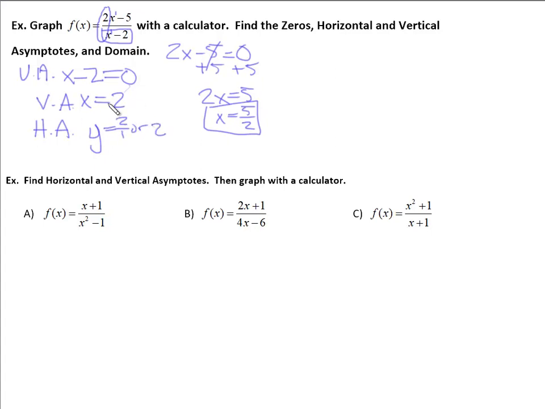Okay, so we have a vertical asymptote at 2, a horizontal asymptote at 2. It should cross the x-axis at 5/2, or 2.5. And lastly, my domain is everything that's basically not 2. So we can write our domain from negative infinity to 2, non-inclusive, and then from 2 to positive infinity. And so let's take a look at that graph really fast.